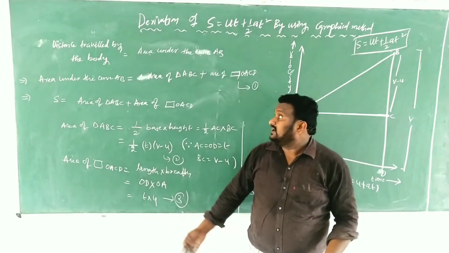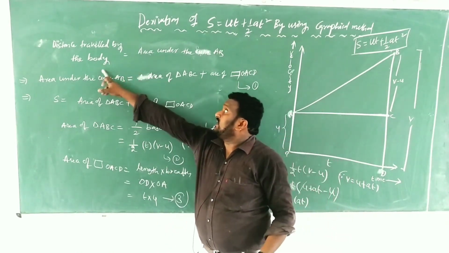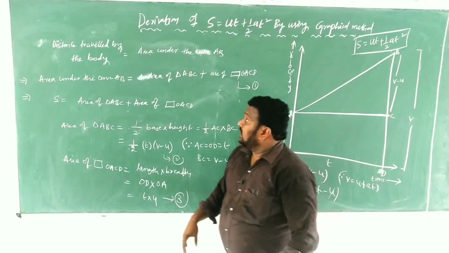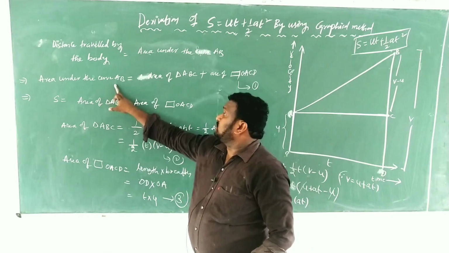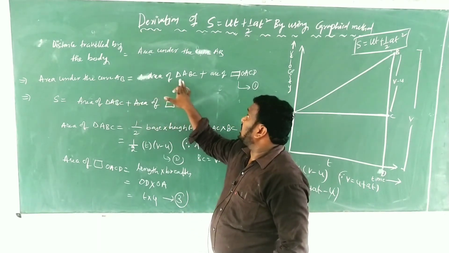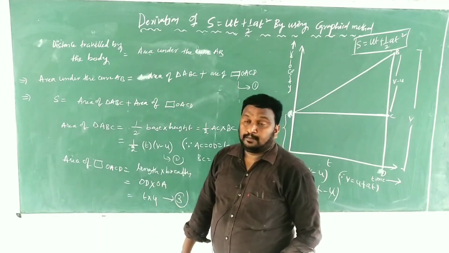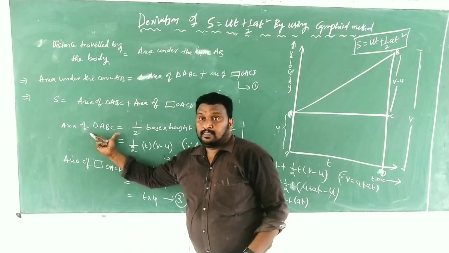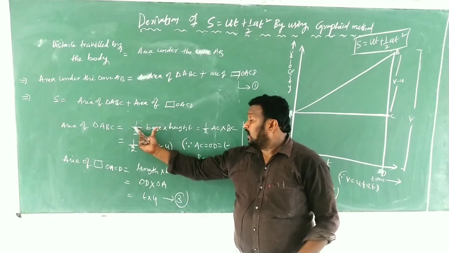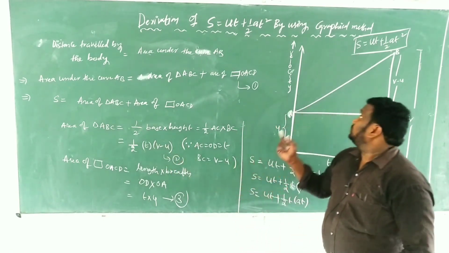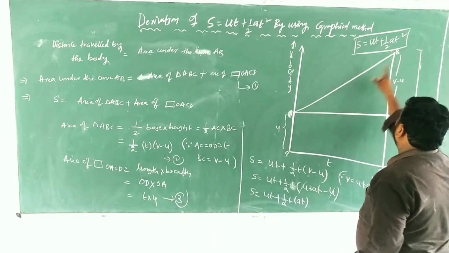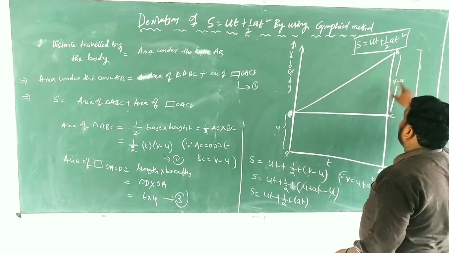So distance traveled by the body is equals to area under the curve AB. And the area under the curve AB should be written as sum of the area of triangle and area of rectangle. After that we are finding the area of the triangle. Generally we know the formula, half into base into height. So here we have one triangle, that is triangle ABC.